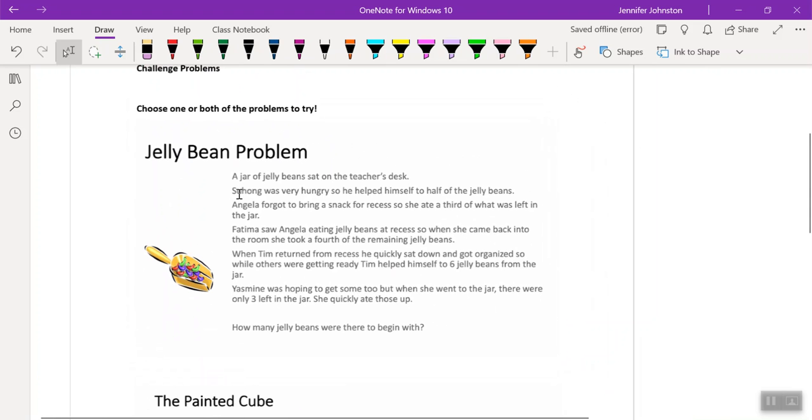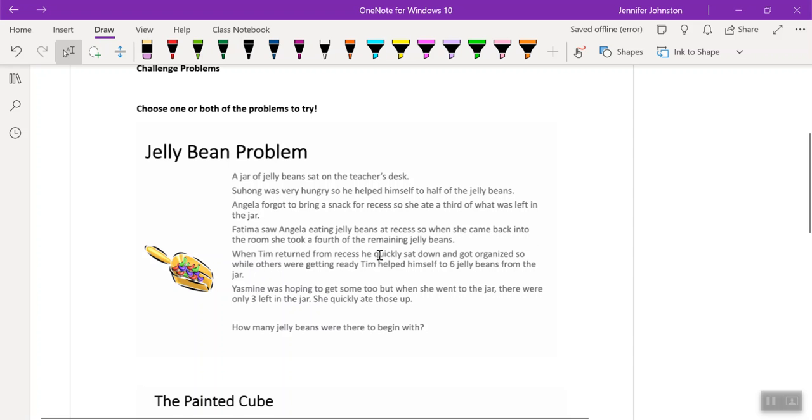Okay, so the jelly bean problem, we have a jar of jelly beans sat on the teacher's desk. Suhong was very hungry, so he helped himself to half of the jelly beans. Angela forgot to bring a snack for recess, so she ate a third of what was left in the jar. Fatima saw Angela eating jelly beans at recess, so when she came back into the room, she took a fourth of the remaining jelly beans.